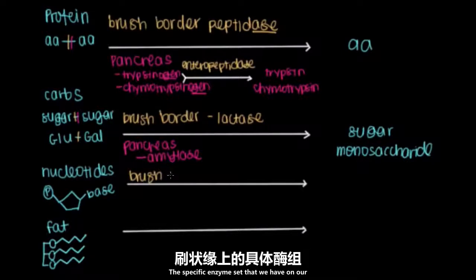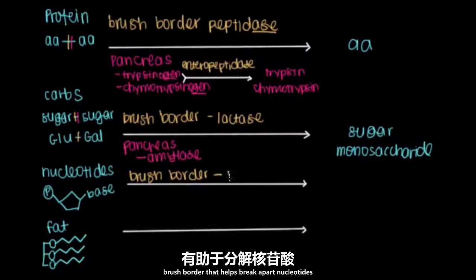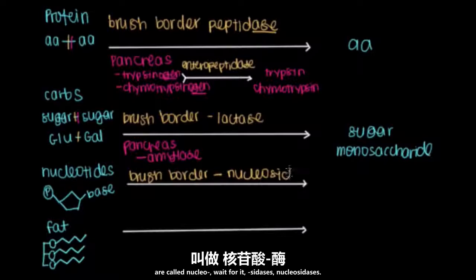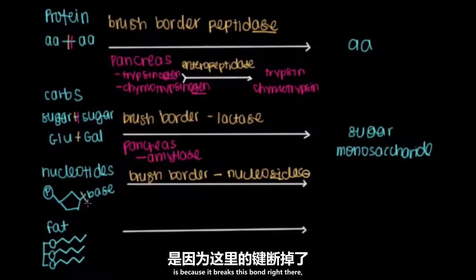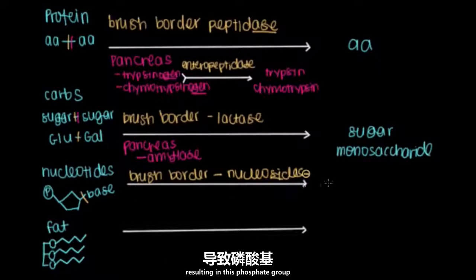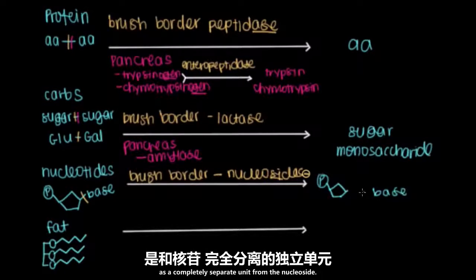When it comes to nucleotides, the brush border helps us as well. The specific enzyme set that we have on our brush border that helps break apart nucleotides are called, wait for it, sidases. Nucleosidases. And the reason why we have nucleosidases and not nucleotidases is because it breaks this bond right there, resulting in this phosphate group sticking on the ribose sugar. But now we've got our base as a completely separate unit from the nucleoside.